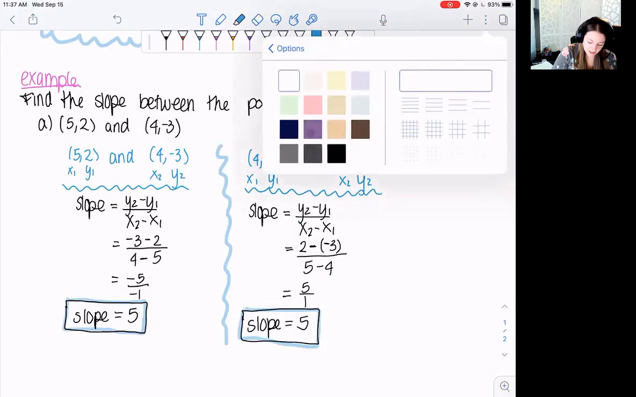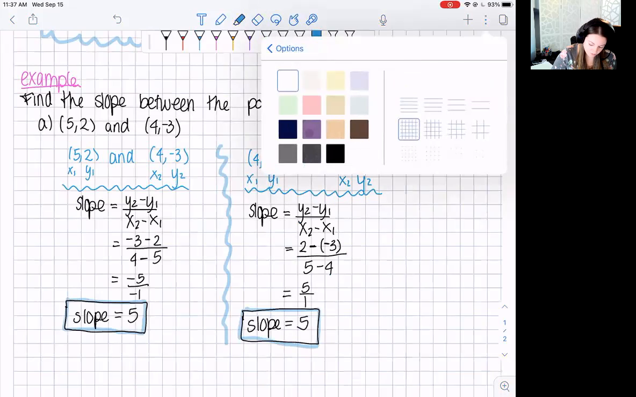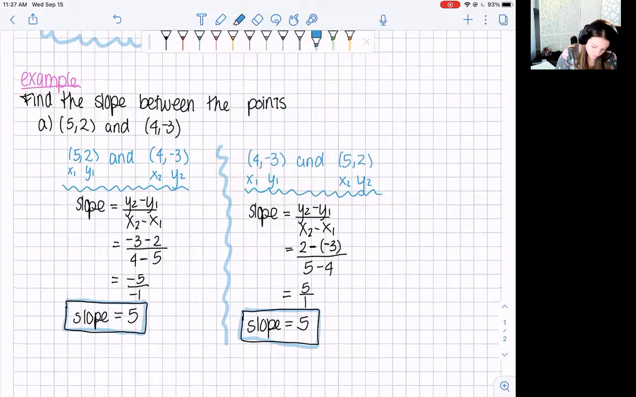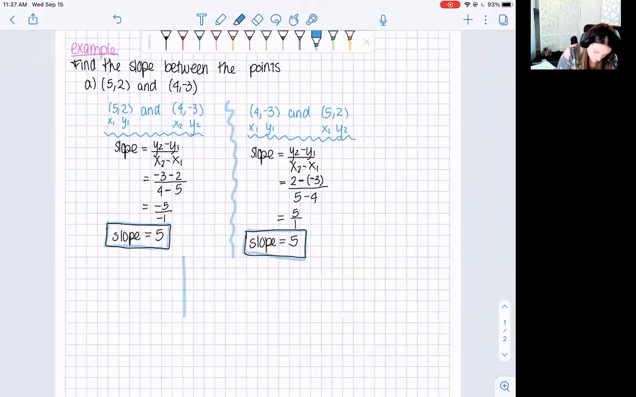If we did this on a grid, so the point 4, -3 right here, and then the point 5, 2.